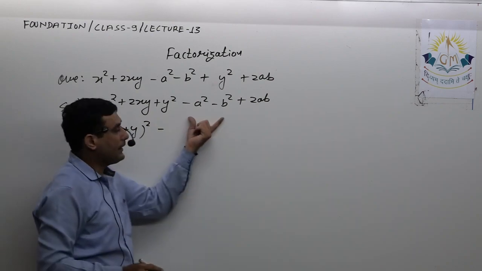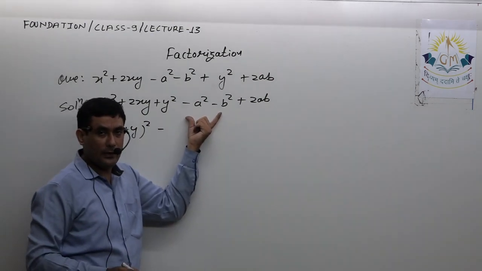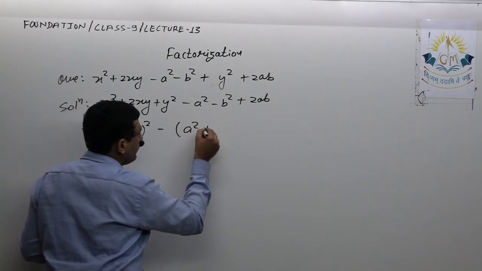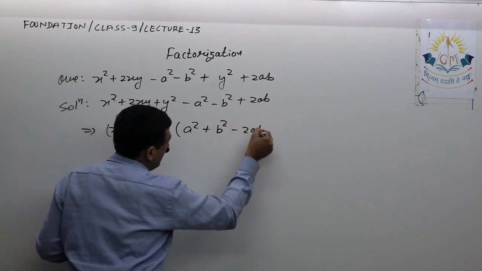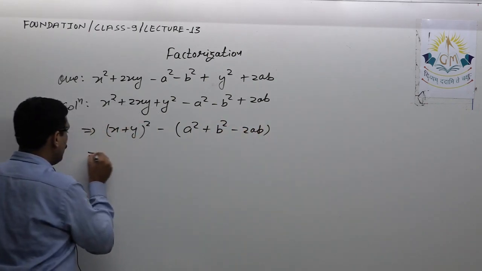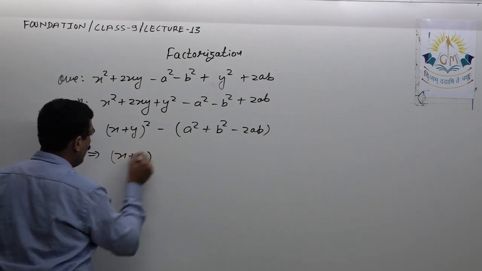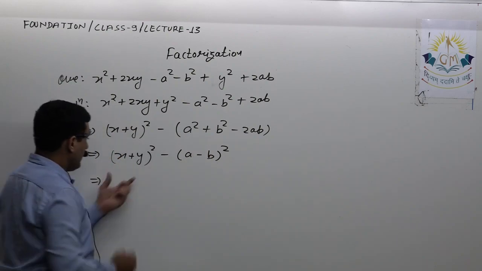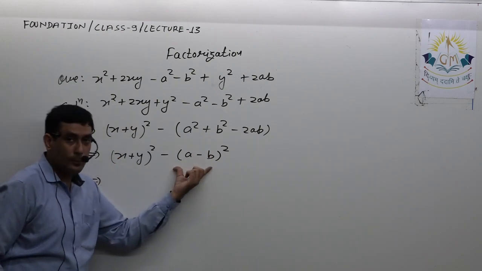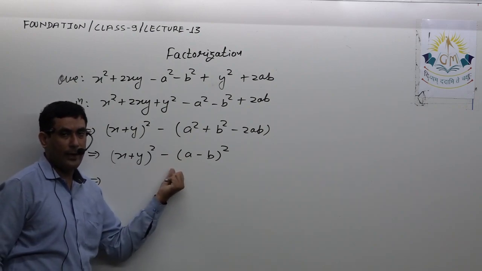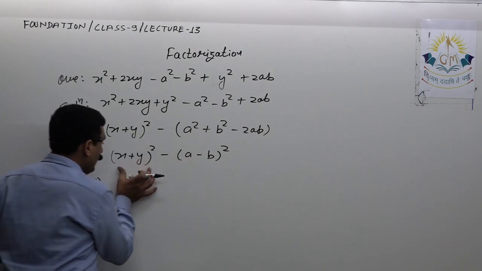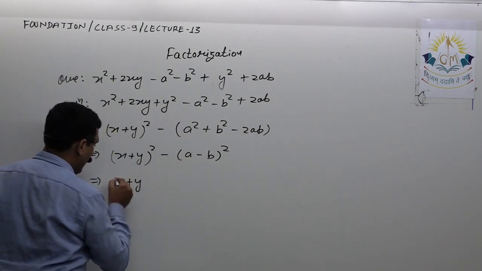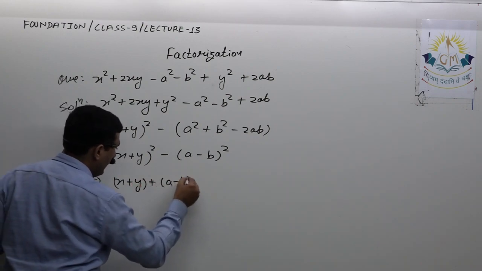Now over here I can't write a plus b whole square, either I can't write a minus b whole square. So what I will do, I will take minus sign common so that it becomes the identity in this form. Now first term is definitely x plus y whole square minus a minus b whole square. Now this is a square minus b square, square of first quantity minus square of second quantity. That means sum of these two as well as difference of these two. So x plus y plus a minus b.